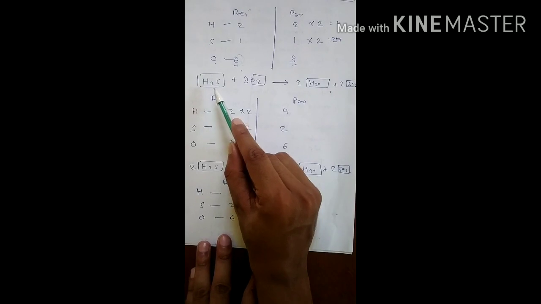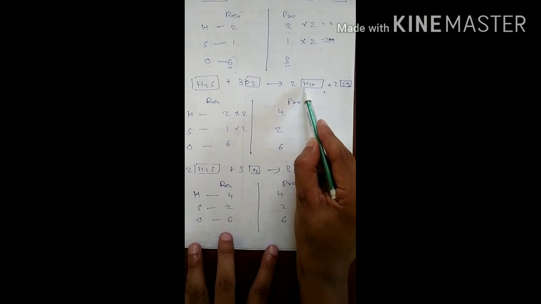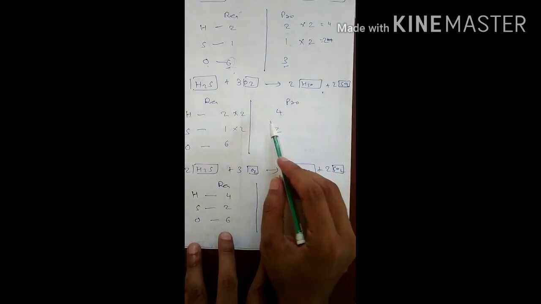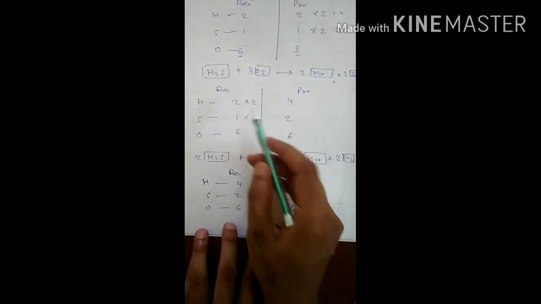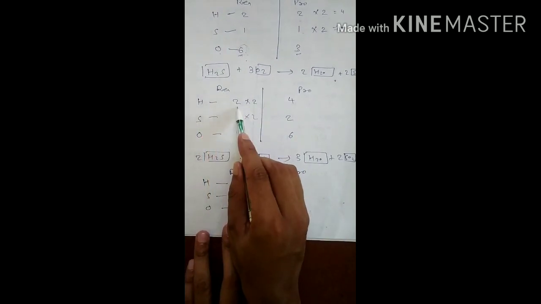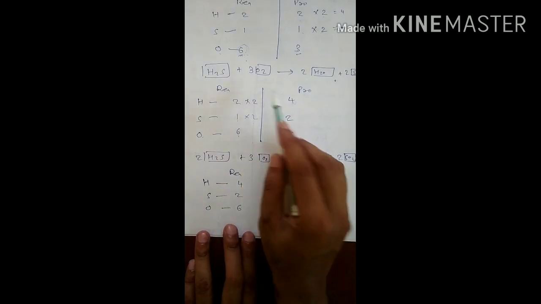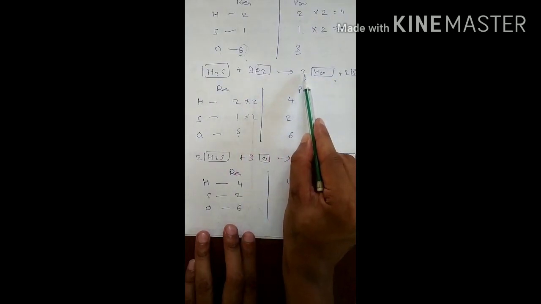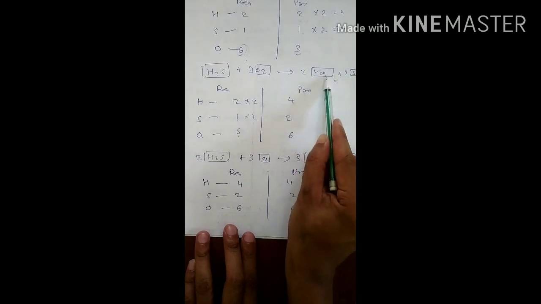So here you can see H2S plus 3O2 gives 2H2O plus 2SO2. Okay. Now again make a list. On the reactant side hydrogen is 2, sulfur is 1, oxygen is 6. Now on the product side in this equation you can calculate hydrogen is 4 times, sulfur is 2 times, and oxygen is 6 times.